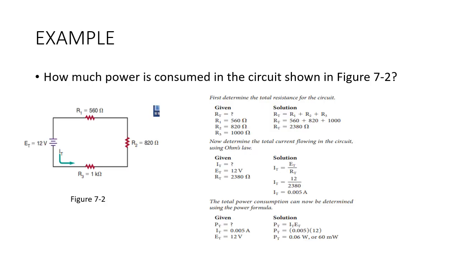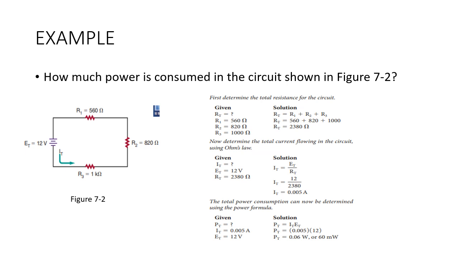Example: how much power is consumed in the circuit shown in figure 7.2? First step, we need to determine the total resistance in the circuit. Since the resistors in the circuit are arranged in series, we can sum up all the given resistors to find the total resistance in the circuit. Therefore, total resistance equals R1 plus R2 plus R3, which is equal to 2380 ohms.